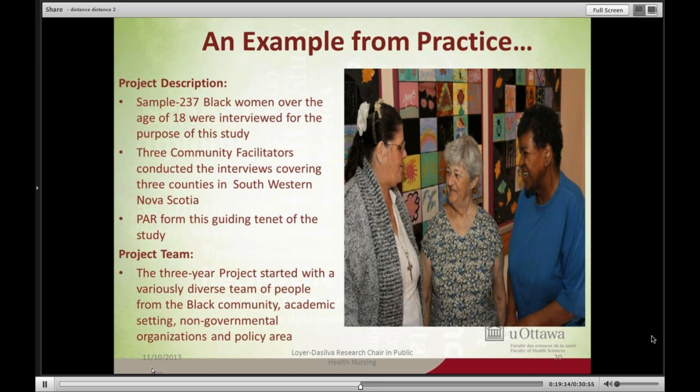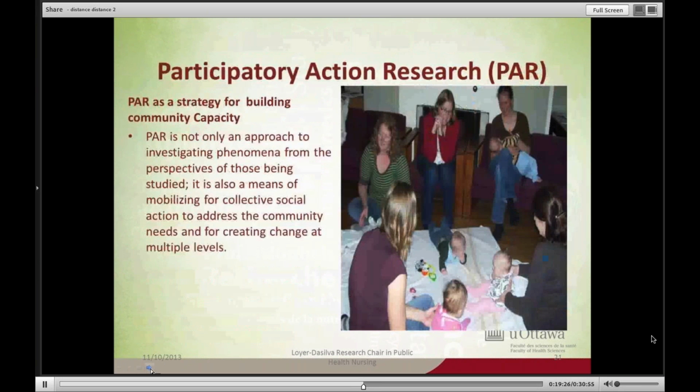The study was a 3-year study and started with a very diverse team, not only from the Black community, but from the academic setting and non-governmental organization as well as government.